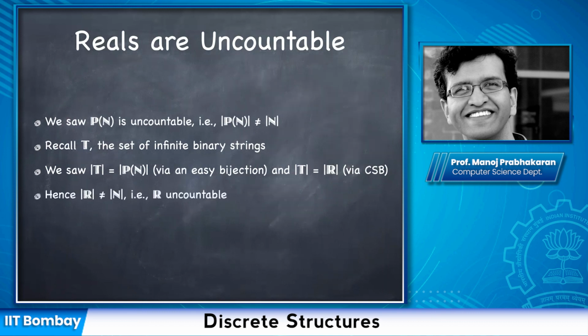So therefore, you cannot have R with the same cardinality as N, because if you did, then R has the same cardinality as T, which has the same cardinality as P(N), but the cardinality of P(N) cannot be equal to the cardinality of N. So you'll get a contradiction if R has the same cardinality as N. So R does not have the same cardinality as N. It is infinite. In fact, the cardinality of N is less than or equal to the cardinality of R. So R is infinite and is not countable, so it's called uncountable.